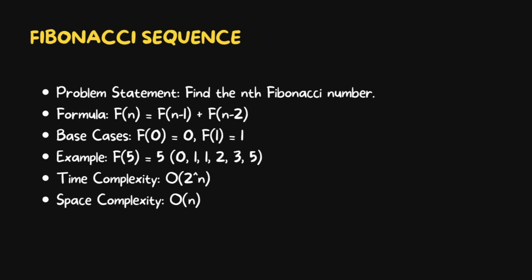Next, we have the Fibonacci sequence. It's a series where each number is the sum of the two preceding ones. The recursive formula is f(n) equals f(n minus 1) plus f(n minus 2). The base case is f(0) equals 0 and f(1) equals 1. For example, for f(5), we need to print 5 elements: 0, 1, 1, 2, 3 and 5. Time complexity is O(2^n) and space complexity is O(n).